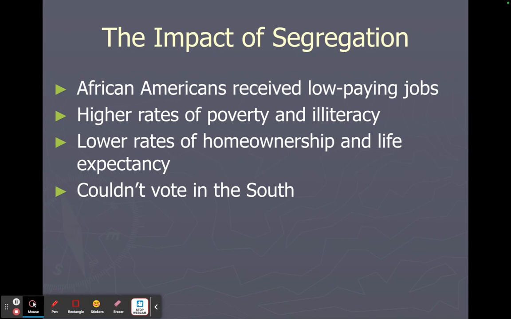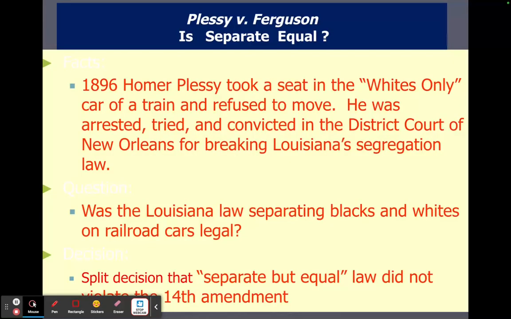And in the South, especially, there were a lot of threats against Black Americans who intended to vote. Just to review Plessy versus Ferguson, right? Homer Plessy was white passing. What I mean by white passing is he was Black, but he had lighter skin. He took a seat in the whites only car of a train and refused to move. He was arrested and convicted for breaking the segregation law.